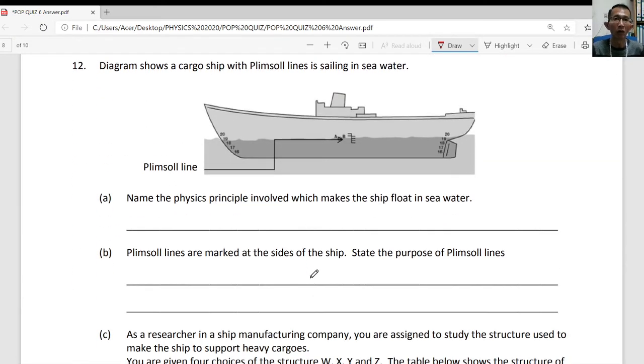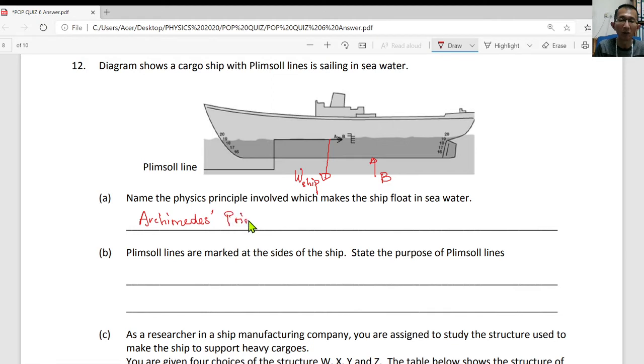The diagram shows a cargo ship with Plimsoll lines sailing in seawater. Name the physics principle involved which makes the ship float in seawater. The ship floats because there is what we call the buoyant force. Definitely the ship will have a force going down, that is the weight of the ship. In dealing with this buoyant force, we are dealing with Archimedes' principle.